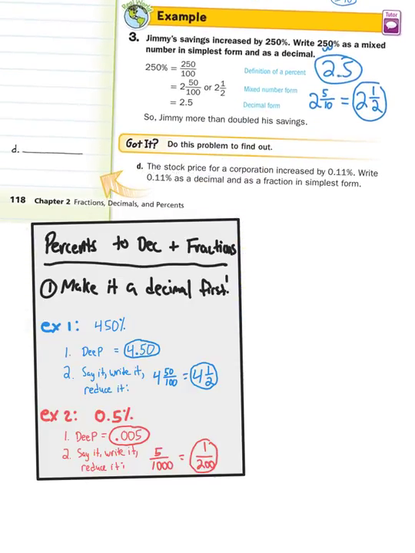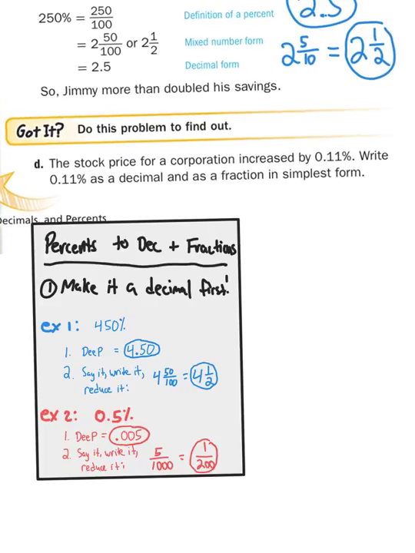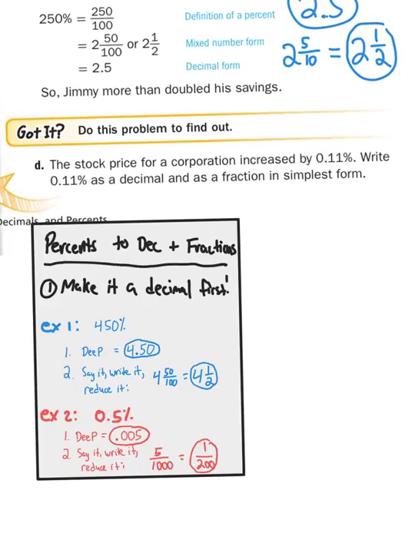Let's go down and have you try one. So in D, let's read it here, and then you're going to try it on your own. D says the stock price for a corporation increased by 0.11%. Write 0.11% as a decimal and as a fraction in simplest form. Remember, change it to a decimal first using deep, and then say it, write it, reduce it to get it to be a fraction in simplest form. All right, pause the video, try D on your own. Go.